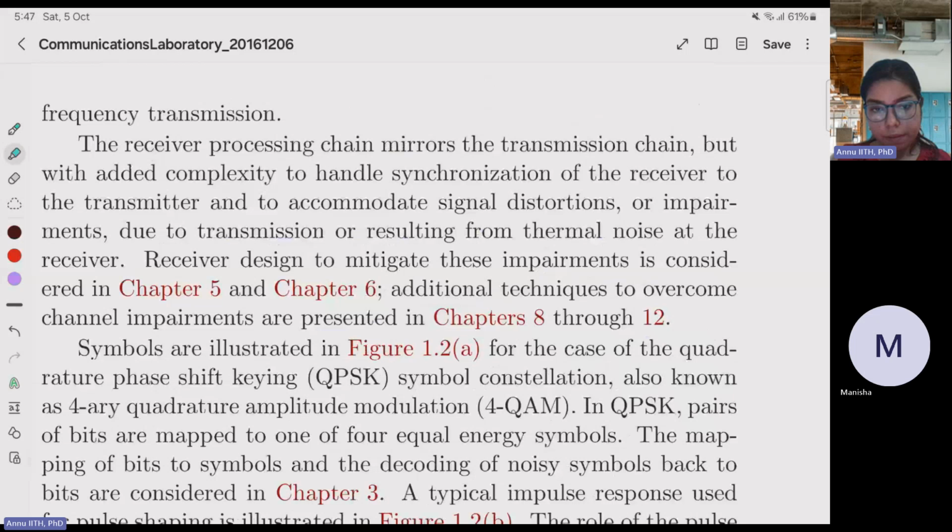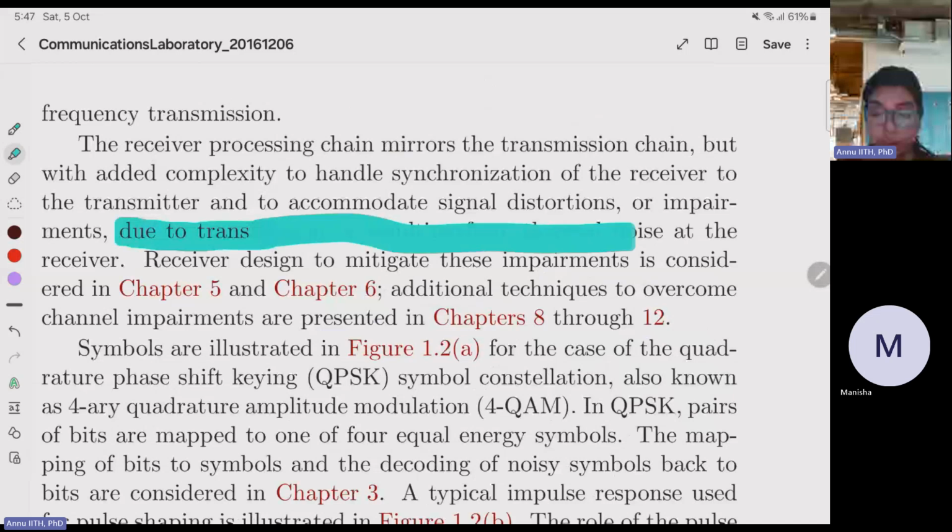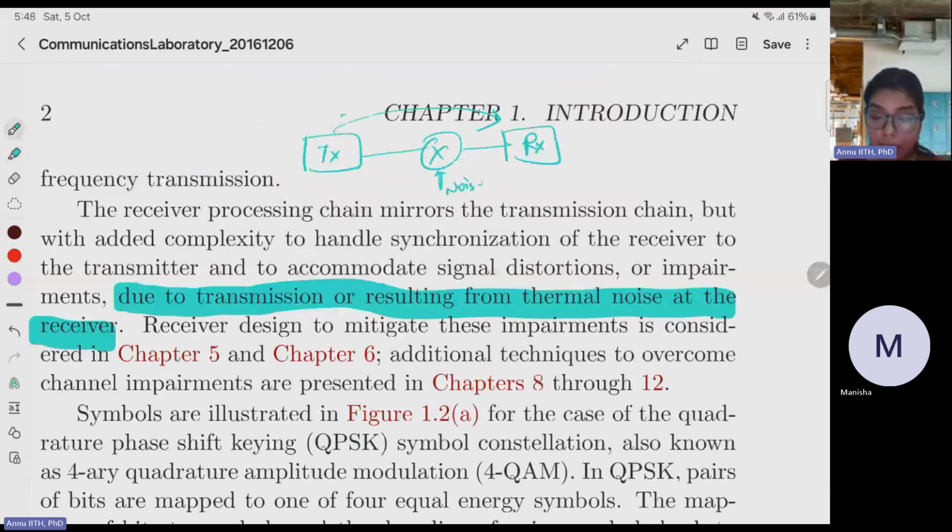Now, the receiver processing chain mirrors the transmission chain, but with added complexity to handle the synchronization of the receiver to the transmitter. The receiver should synchronize properly with the transmitter and accommodate the signal distortions or impairments due to transmission, resulting from the thermal noise at the receiver. Basically, you have a transmitter, then a channel with just noise, then it is passed to a receiver. It mirrors everything, but with the added complexities we are talking about. The receiver designed to mitigate these impairments is considered in chapters 5 and 6, which we will take care of.